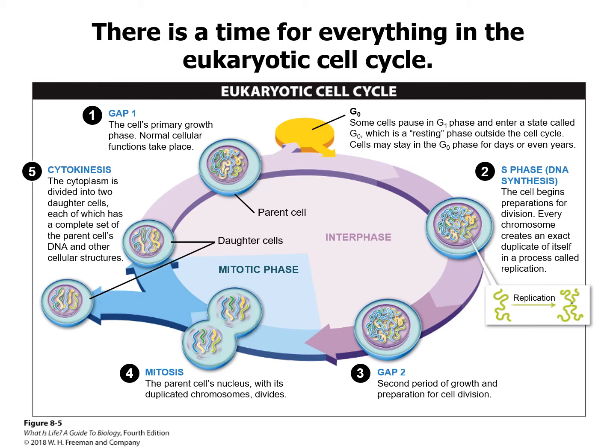Next, we're going to move on to gap 2. Gap 2 is going to be this second growth period in preparation for cell division. Now, everything that I have talked about up to this point is all part of interphase. And interphase takes up the majority of a cell's life. So we are going to be in interphase almost all of the time, except when we're in the mitotic phase or going through mitosis.